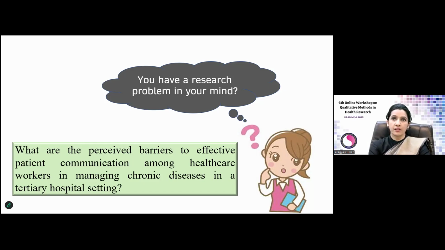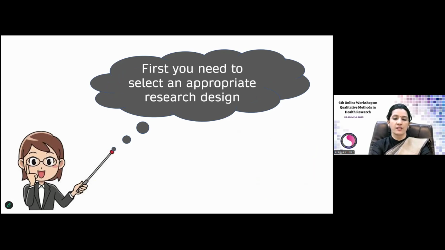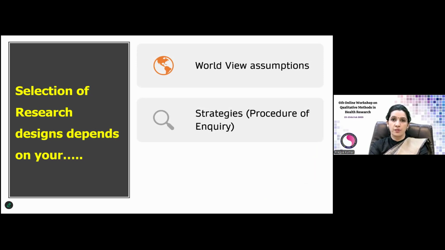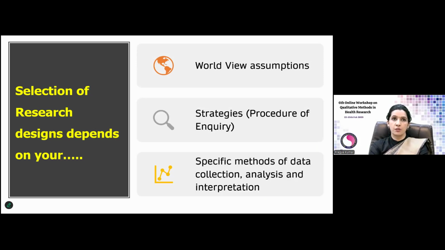So coming to the research problem, if you have some research problem in your mind, how do you start? Let's say we are discussing this research question: what are the perceived barriers to effective communication among healthcare workers in managing chronic disease in a tertiary hospital setting? First, we need to select an appropriate research design. This research design is dependent on the type of worldview which we have discussed: what are the worldview assumptions, what are our strategies, that means procedures of inquiry, and what are the specific methods of data collection?